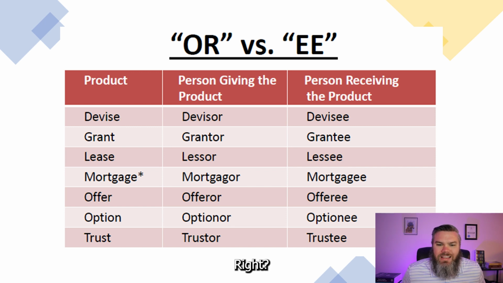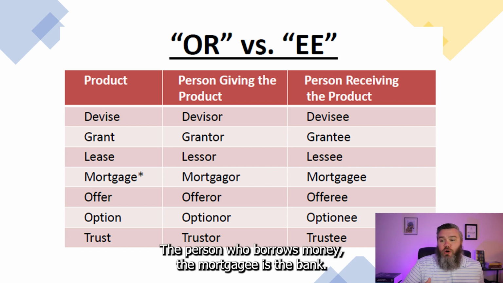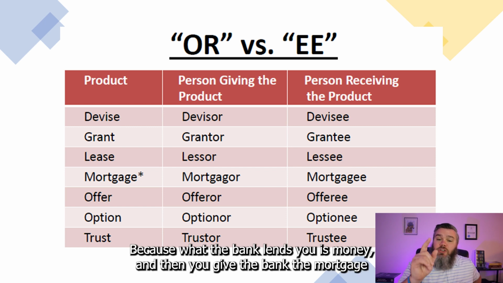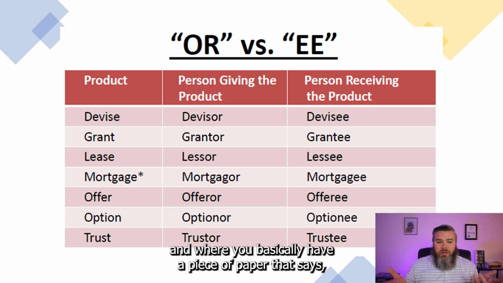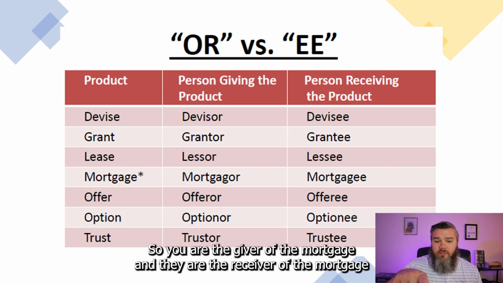The banks? Yeah, that's what you think, but it's not. Because everything you know about a mortgage is wrong. The mortgagor is the borrower, the person who borrows money. The mortgagee is the bank, because what the bank lends you is money. And then you give the bank the mortgage, where you basically give them a piece of paper that says, I promise you can take my house and sell it if I don't pay you back. So you are the giver of the mortgage, and they are the receiver of the mortgage.